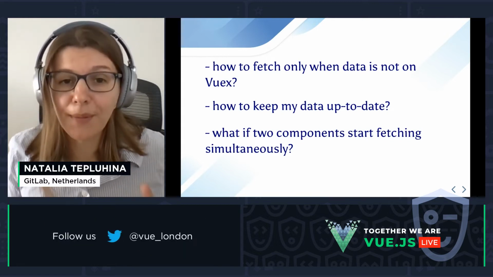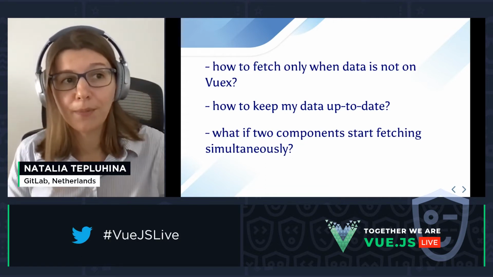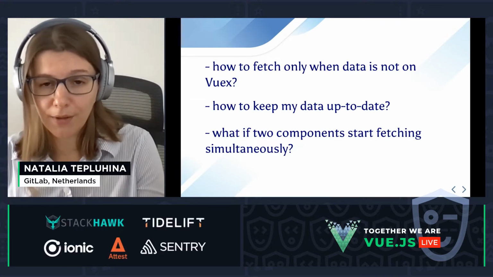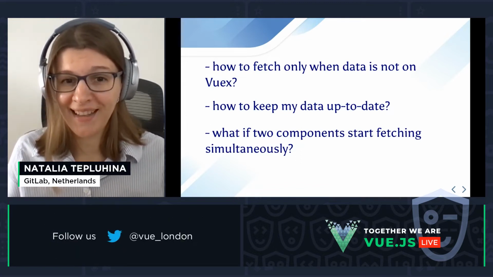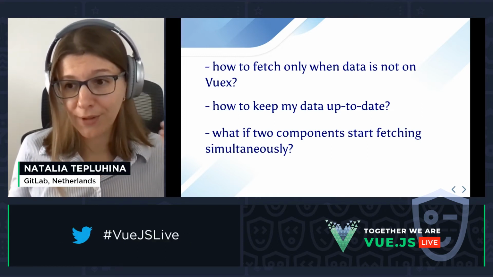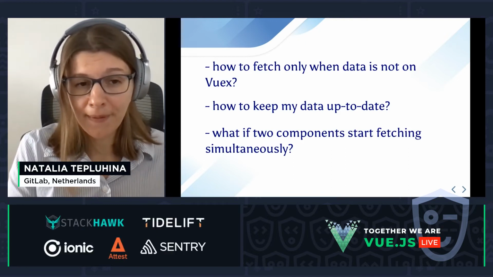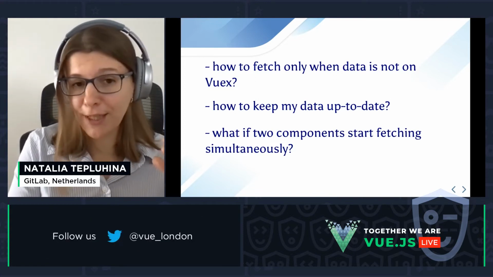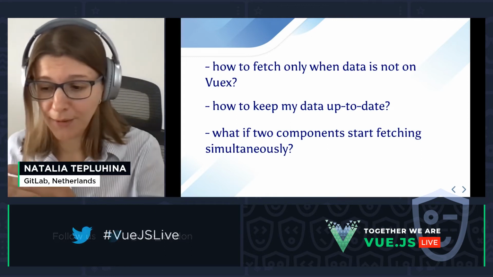Second one is how to keep my data up to date. Because in this particular case, we're still thinking about Vuex as a single source of truth, but it's not, because your source of truth is on the API. And your Vuex right now is only a reflection of the server. I call it a server cache, server data, server state. This state belongs to the server, and we try just to have this reflection on our front end. And we need to keep this reflection up to date.